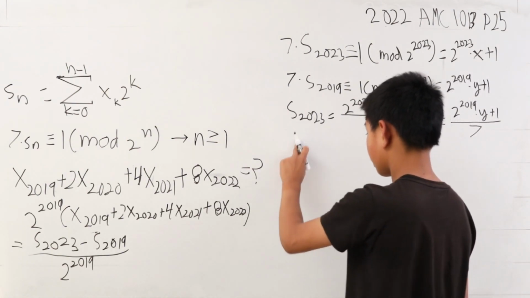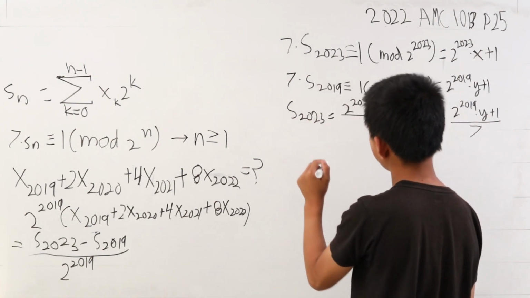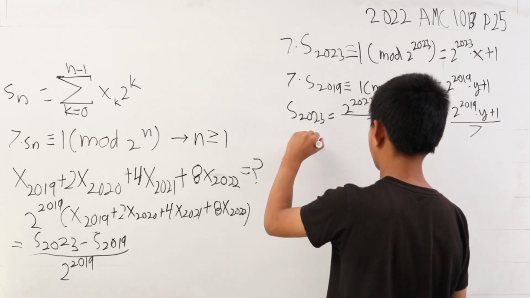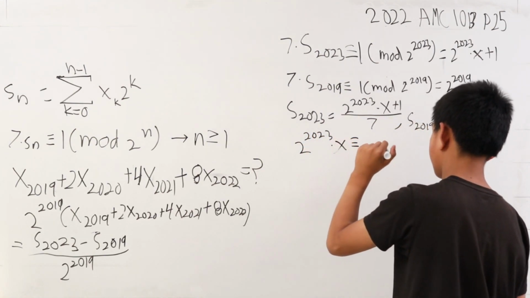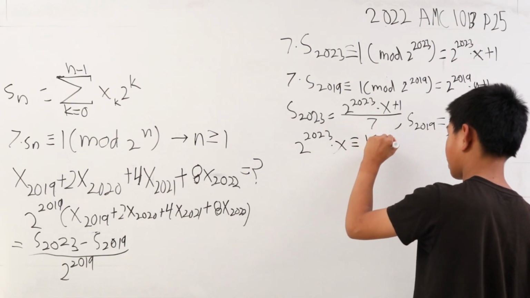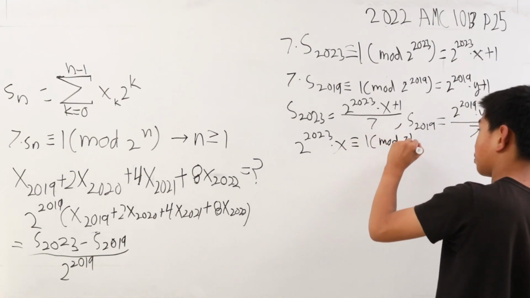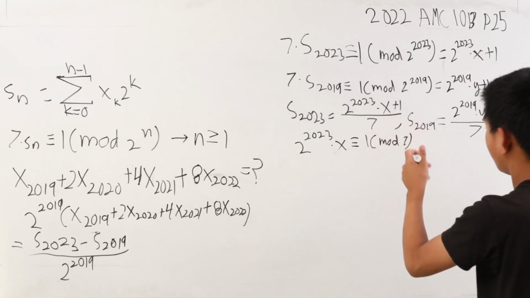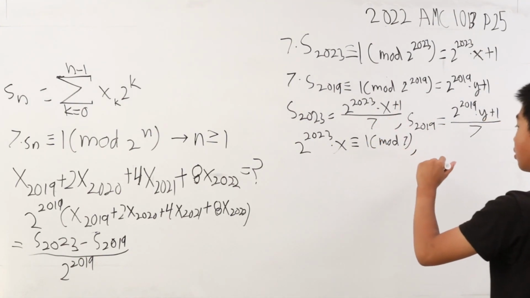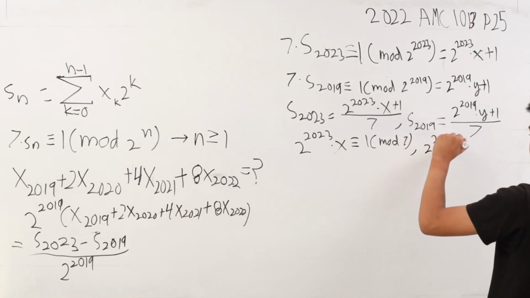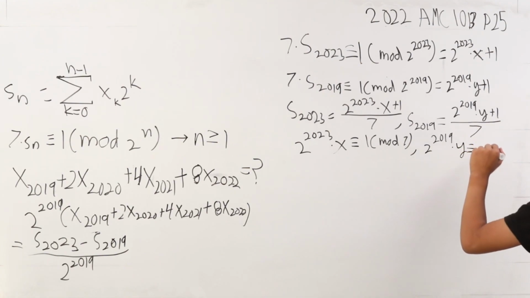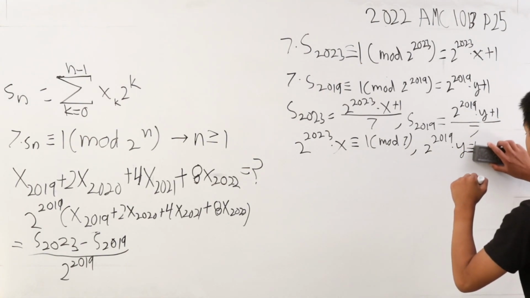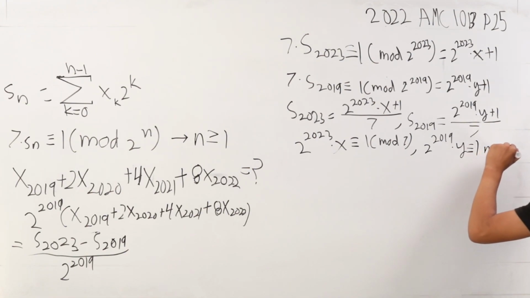Basically, we notice that 2 to the power of 2023 times x is essentially 1 mod 7, because it's one more than a multiple of 7. Same here, 2 to the power of 2019 times y is 1 mod 7, like that.